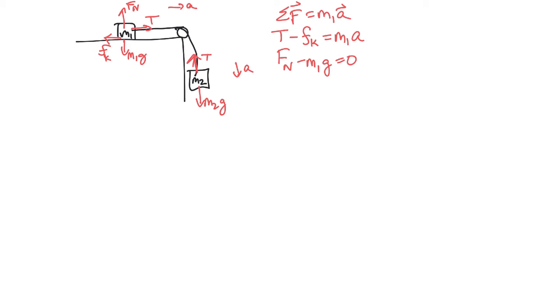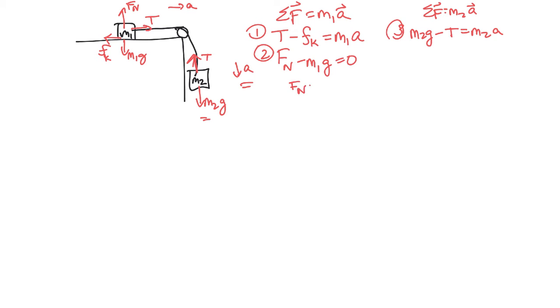For M2, there's only going to be one dimension with any forces. And so it's going to be M2G minus T equals M2A. And that's because I see that A is down, so I look over here and say, which one's down? I start with that, and then subtract the others. Cool. So we have 3 equations: 1, 2, 3.